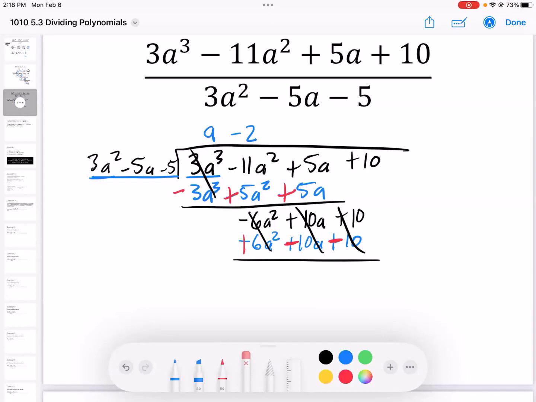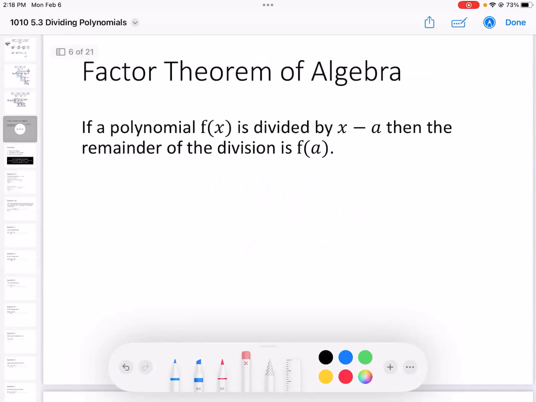Okay. So the last thing you need to know to be able to do your homework, and this is actually only on one problem, is the factor theorem of algebra. The factor theorem of algebra says that if you have a polynomial that depends on x, for example maybe like 5x squared plus 3x minus 7 or something like that, and you're dividing it by x minus some number, so maybe you're dividing this by x minus 5 or something like that, then the remainder of the division is going to be that polynomial if you plugged in a 5.